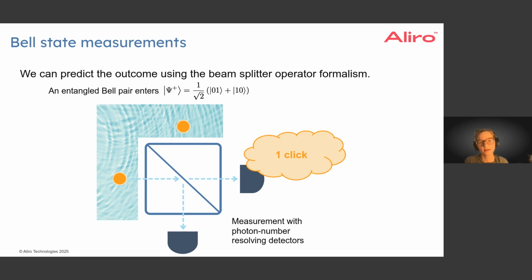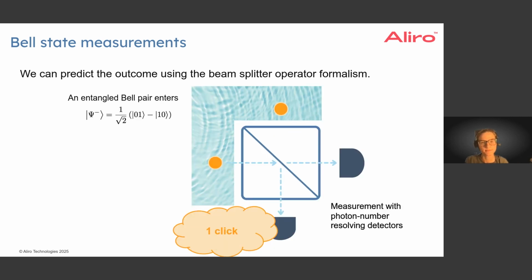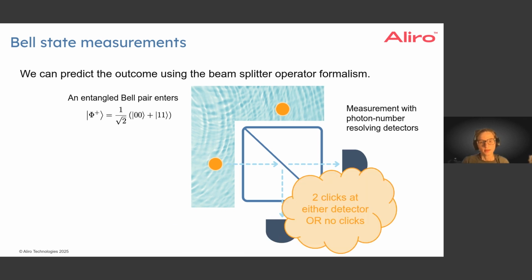if you have this psi plus state entering, you would get a single click on one of the detectors. If you have the psi minus state entering, you will get a single click on the other detector. And if you have the phi plus state entering, you'll get either 2 clicks at either detector or no clicks at all. And again, for the phi minus state, you will also get 2 clicks at either detector or no clicks at all.